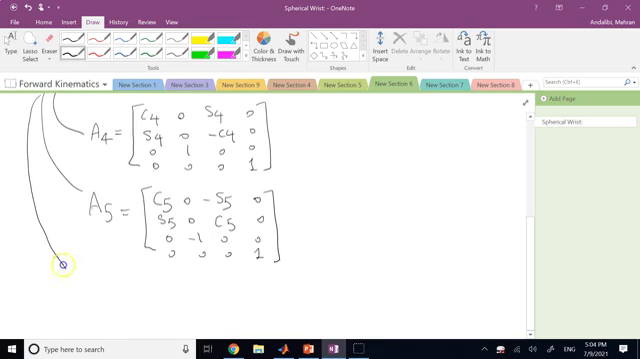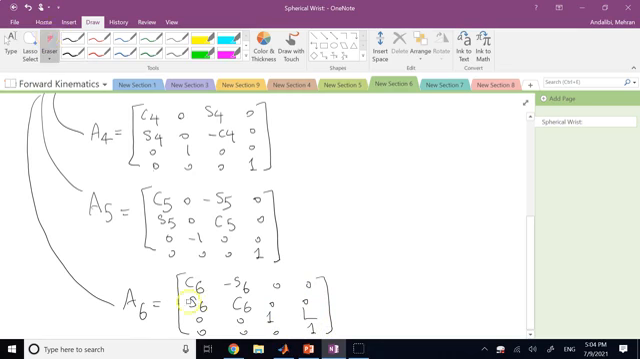And finally, you can bring in your A6. And that is going to be like C6, negative S6, 0, 0, S6, C6, 0, 0, 0, 0, 1, L, 0, 0, 0, 1.